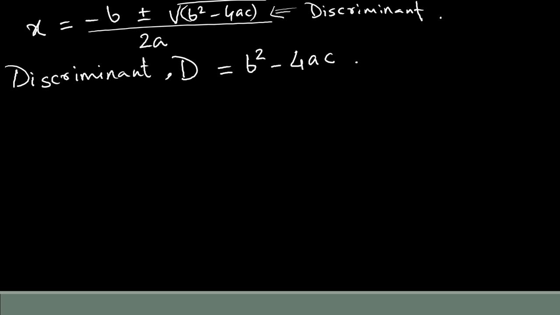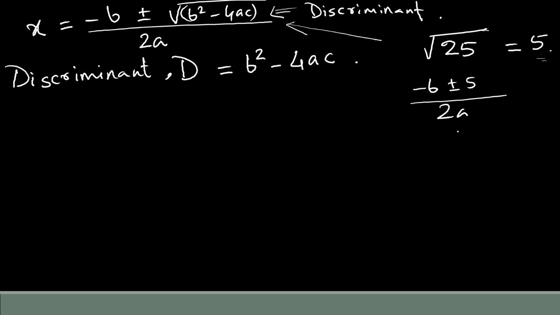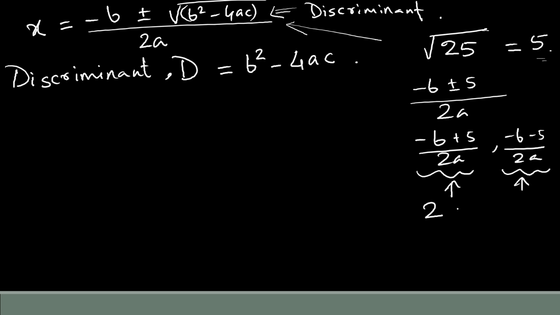Now you see, if I tell you to find the root of, let's say, 25, you will tell me root over of 25 is 5, right? So when you apply the formula x equals minus b plus minus root over of b square minus 4ac by 2a, you get minus b plus minus 5 divided by 2a. So basically minus b plus 5 divided by 2a and minus b minus 5 divided by 2a. These two will be the roots of that quadratic equation. So you will get two distinct real roots.